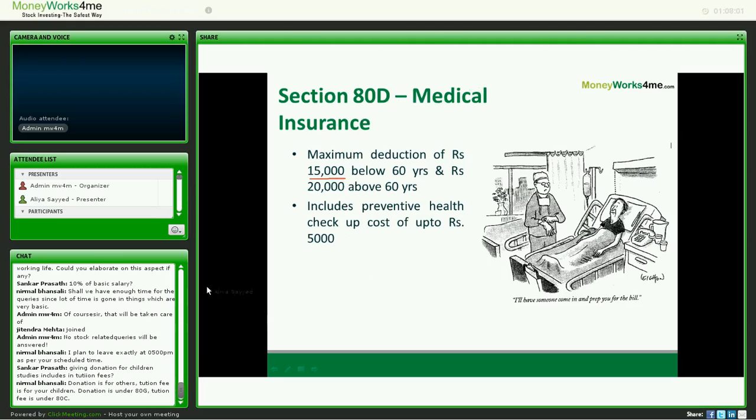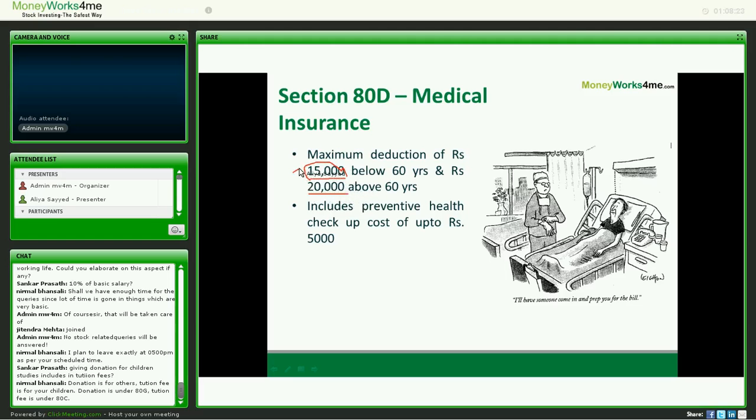And in case your parents are senior citizens and you do a preventive health checkup of that, you can claim it up to a maximum of 20,000. So here you can claim a maximum of up to 35,000 in medical insurance if you do a medical insurance for your parents.